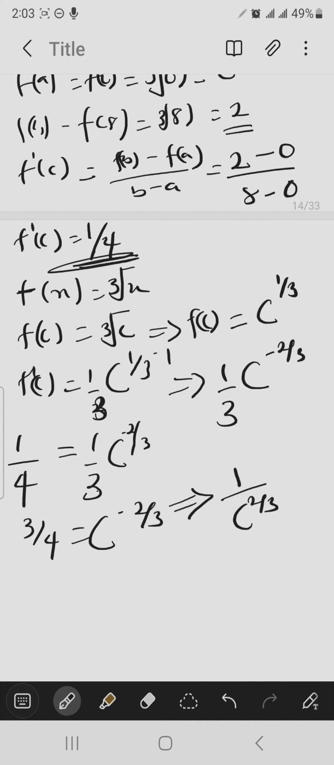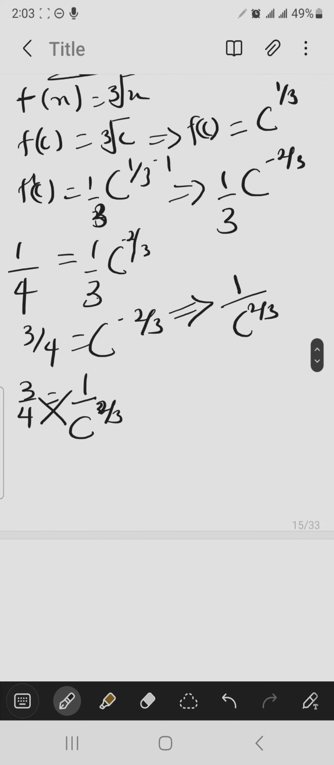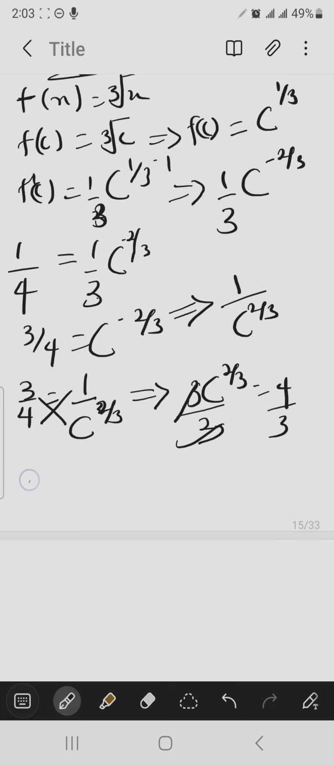Sure you get. So this one will now multiply this c. We now have 3 over 4 equals 1 over c raised to power 2 over 3. So when this one cross multiplies, what is going to result here will be 3 c raised to power 2 over 3 equals what? 4. So divide both sides by 3. This one cancels this. c raised to power 2 over 3 will now be equal to what?